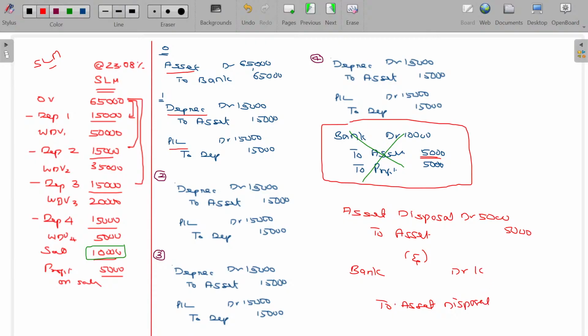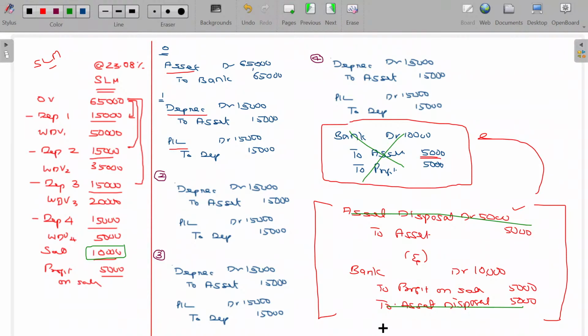You get around 10,000 rupees on disposing this asset, but as per your books of entry, the asset has a balance of rupees 5,000. The difference between these two is your profit, so profit should be credited in the profit on sale account. By clubbing these two journal entries, your ultimate entry is nothing but this one only. The entry will be bank to asset to profit on sale. Okay.